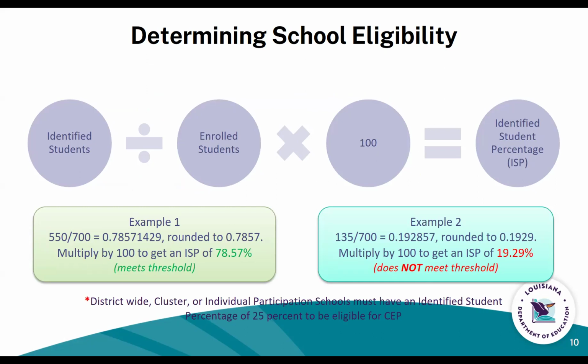So, determining school eligibility. This is the formula that SFAs should use to determine the identified student percentage. You'll divide the number of identified students as of April 1st by the number of enrolled students as of April 1st, and then multiply by 100.